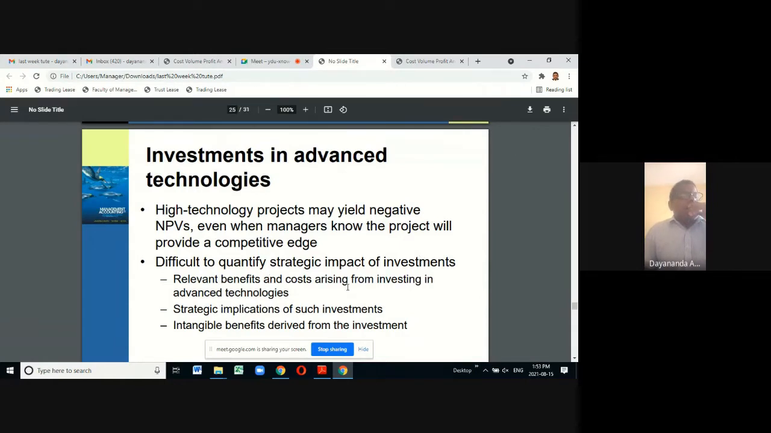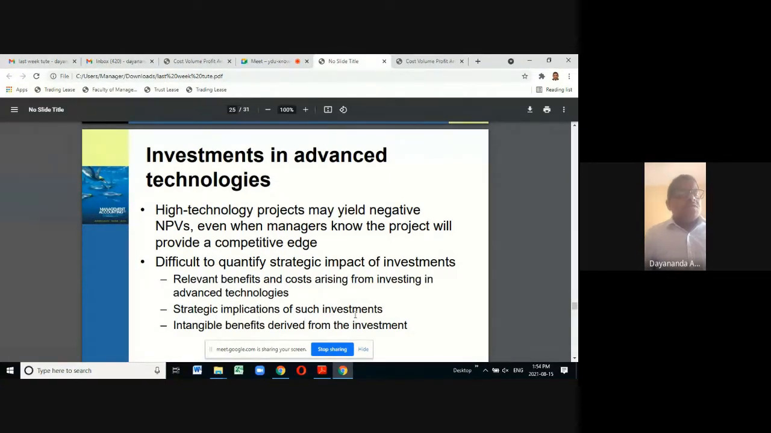It is difficult to quantify the strategic impact on relevant benefits and costs arising from investing in advanced technologies. When the technology advances, it is very difficult to quantify all the benefits. Technology here means not only IT. Suppose you change your normal road to highways. When you construct highways and flyovers, the technology is different, so you need to do huge development projects. When you undertake these development projects, there are side effects and unexpected benefits. It is very difficult to quantify all these things. That's why it says here.